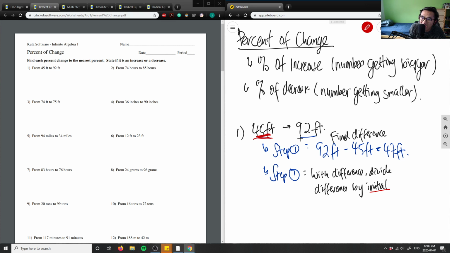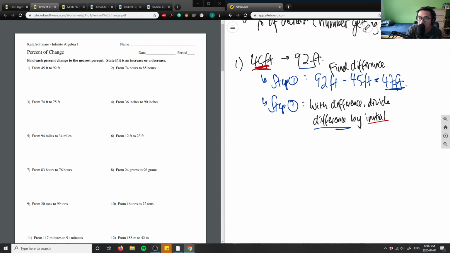And when we talk about final, it's this 92, the final number, right? And the difference here, in this case in blue, is 47. So let me do that. What is the mathematical operation I'm doing? I'm dividing the difference by the initial.